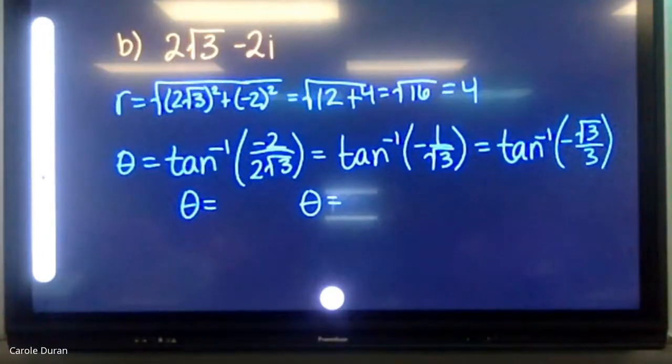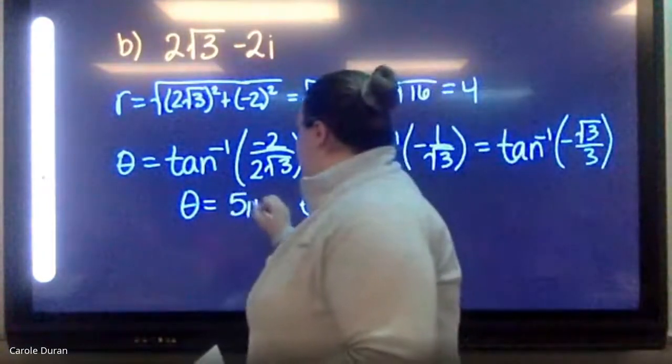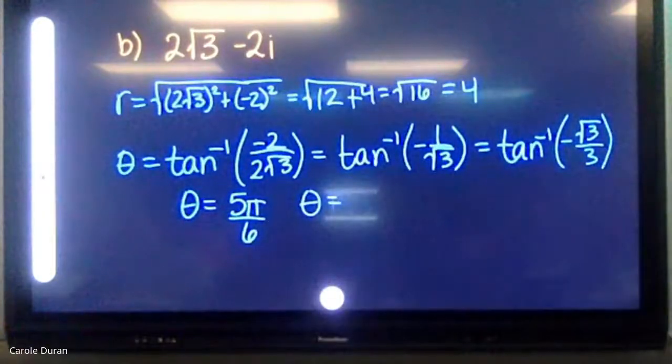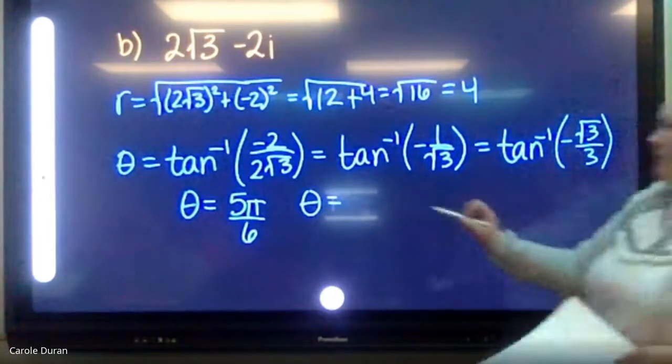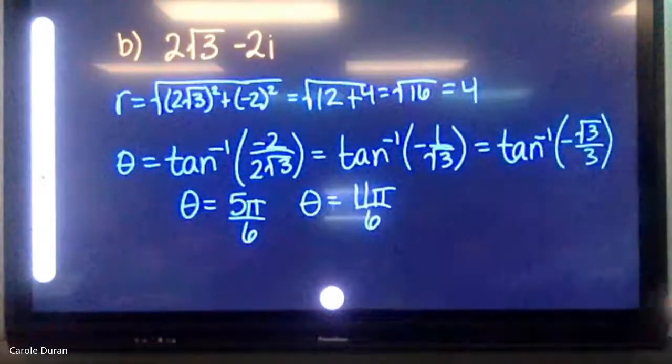When you have one, raise your hand. Becca, what's one that you found? What's another one, Nadia? 11 pi over 6. So again, we run into the issue: I have 2 different angles that satisfy this tangent value. How do I determine which one I need to use?